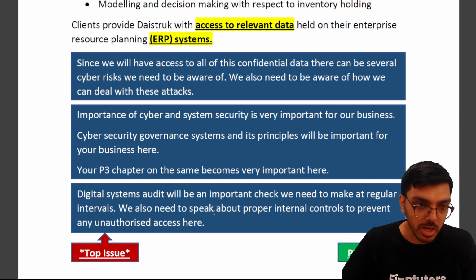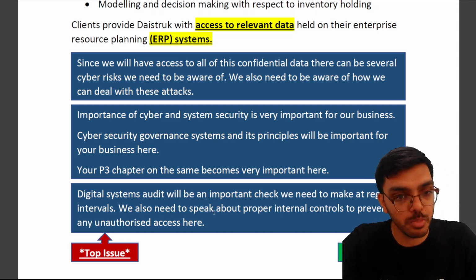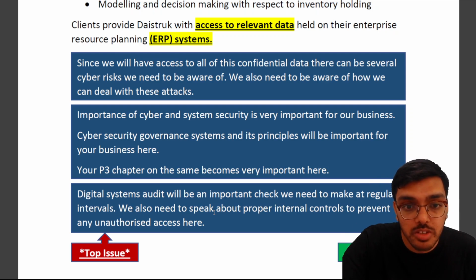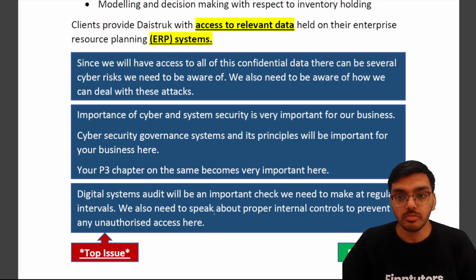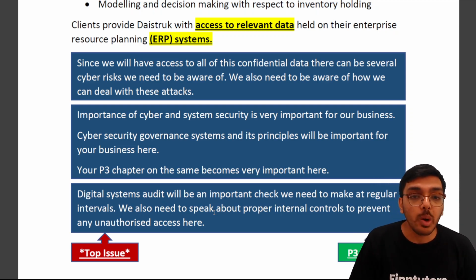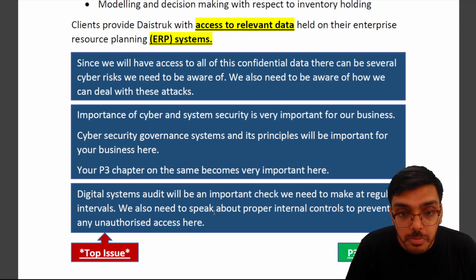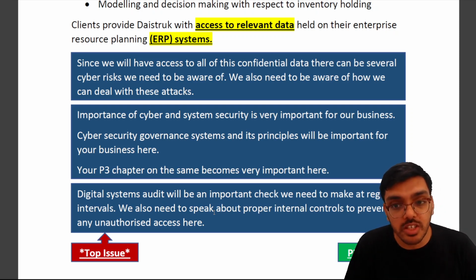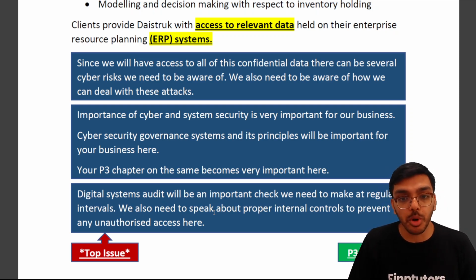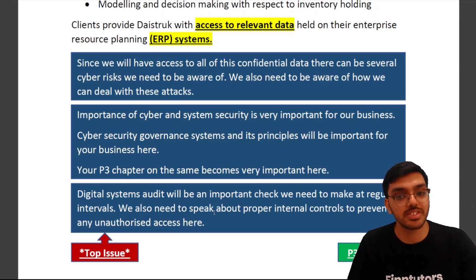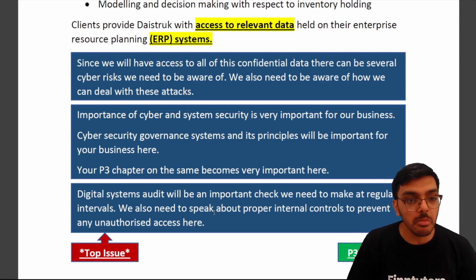And because we are speaking about cyber risk, the cyber security system is very important for our business. What is the type of cyber security governance that our company is offering? So cyber security governance systems and its principles will be important here. Your P3 chapters on the same become very, very important here.